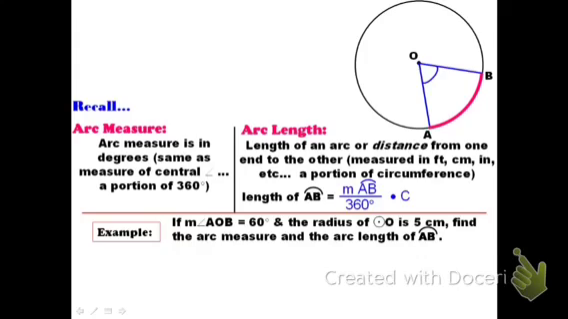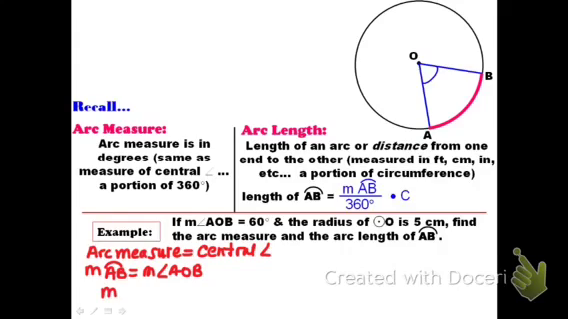Now I'm going to have to pen write this one in because I did not have it. So in this case, we know the arc measure equals the central angle, which means the measure of that arc, in this case AB, is the same as that central angle, which is angle AOB. So I know the measure of the arc is also 60 degrees.